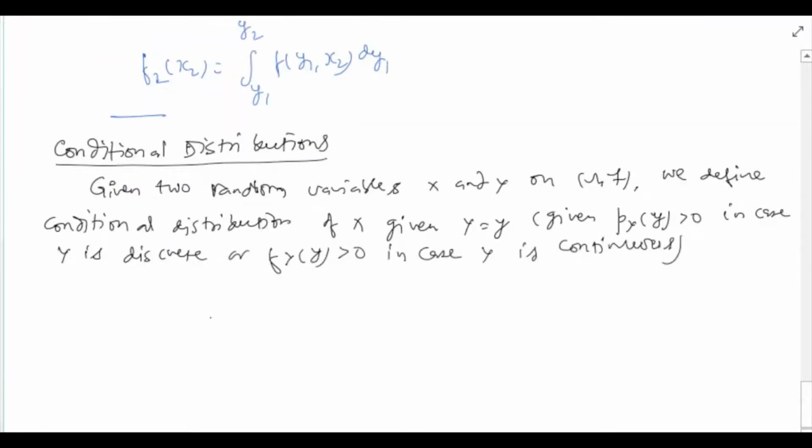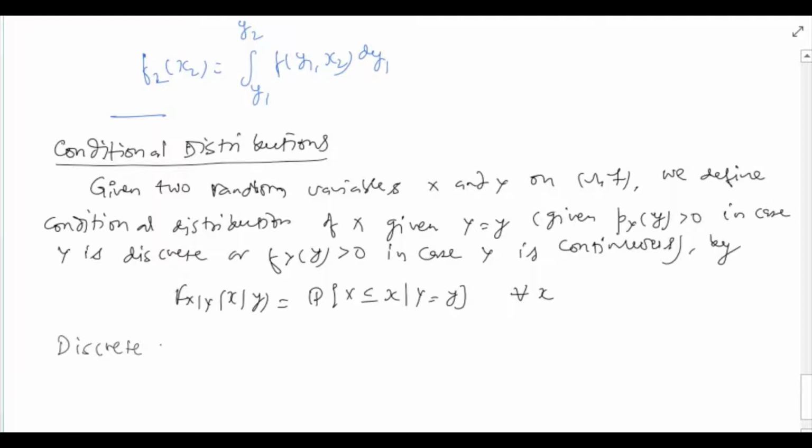In such cases, we can define the conditional distribution of X by F_{X|Y}(x|y) equal to the probability that X is less than or equal to small x, given capital Y equal to small y. This is for all small x. Let us again consider the cases of discrete and continuous random variables separately. So first let us consider the case of discrete random variables.